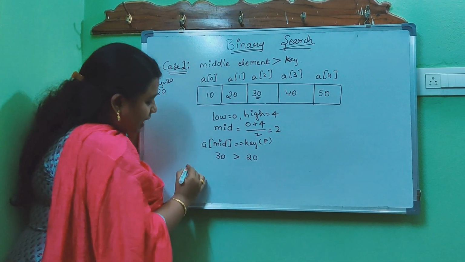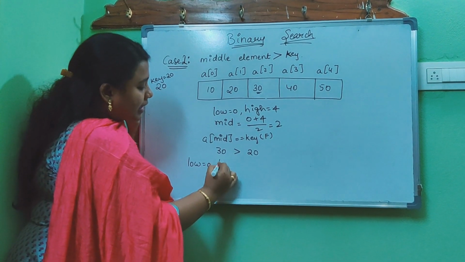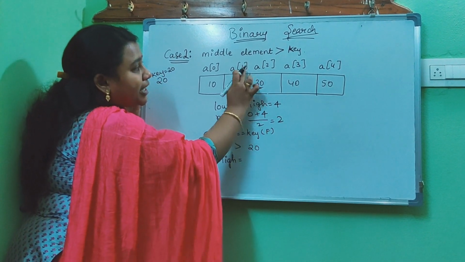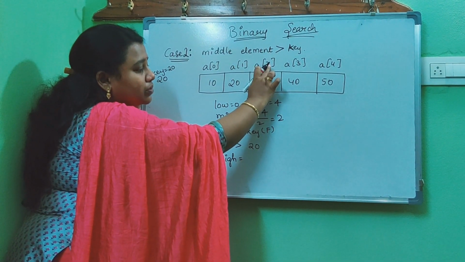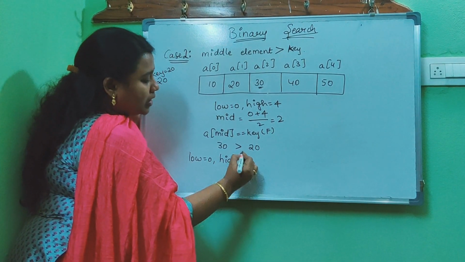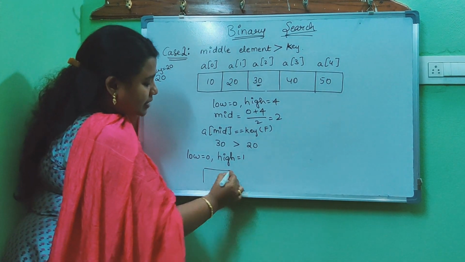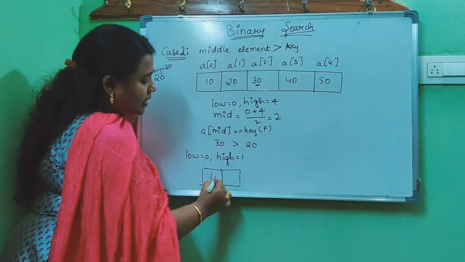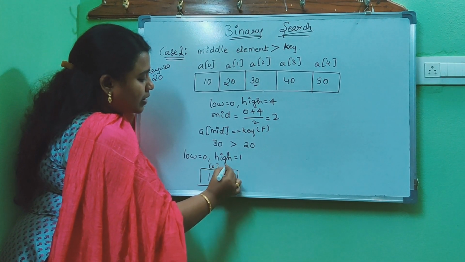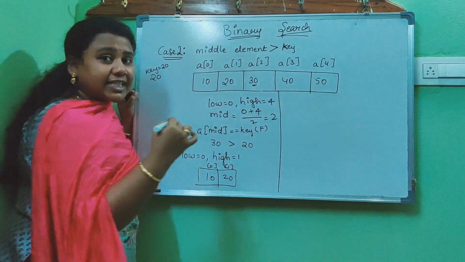I will let the low index to be 0 only, but I will make the high index to be mid minus 1. What is mid value? 2 previously. Now it becomes 1. So where should I start checking the elements in this part? 10, 20. The indexes are 0 and 1. We'll go for the next iteration.